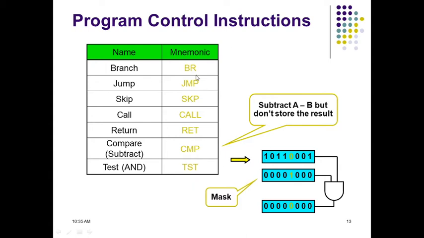A branch will take the program control or program flow to a particular address. Jump means it will directly jump to the specified address. Skip means it will skip some set of instructions. Call means it will call some function which is written at some address or location. Return means it will return the end value. Compare means it will compare based on some condition. Test means it will test some condition. So like this, you can control the program flow by using these program control instructions.